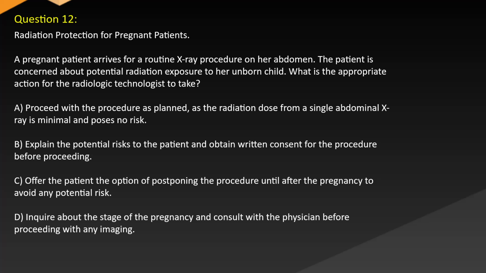A. Proceed with the procedure as planned, as the radiation dose from a single abdominal X-ray is minimal and poses no risk. B. Explain the potential risks to the patient and obtain written consent for the procedure before proceeding. C. Offer the patient the option of postponing the procedure until after the pregnancy to avoid any potential risk. D. Inquire about the stage of the pregnancy and consult with the physician before proceeding with any imaging.